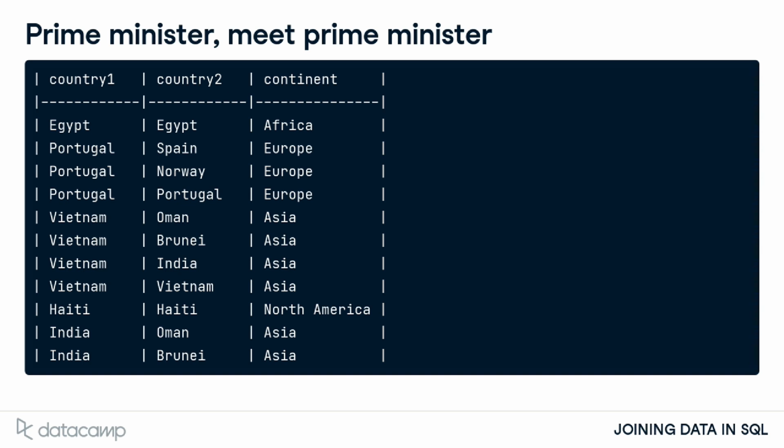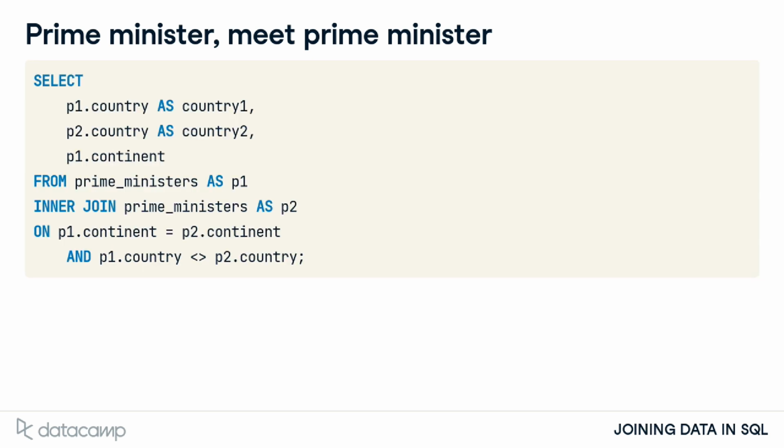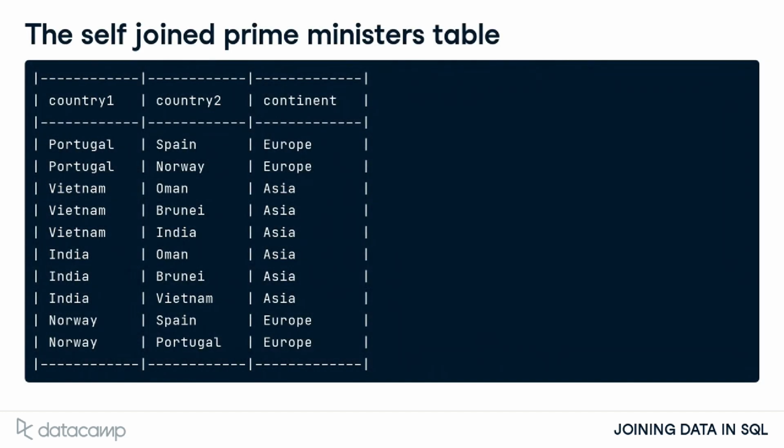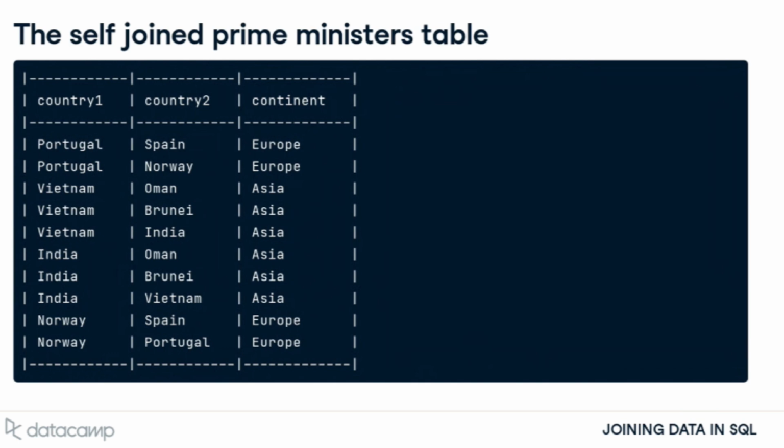Let's fix this. Recall the use of the AND clause to ensure multiple conditions are met in the ON clause. In our second condition, we use the not equal to operator to exclude records where the p1.country and p2.country fields are identical. Here's a look at our final table, showing combinations of countries in our database that are in the same continent, but excluding records where the two country fields are the same.